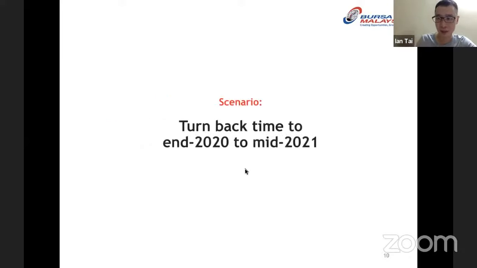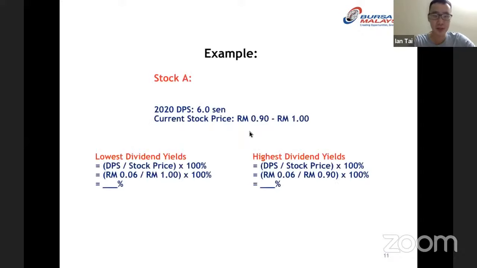Now, I would like you to turn back time to the period between the end of 2020 to the mid of 2021. Just turn back the clock to end 2020 to mid 2021. That's the scenario. Over here we have stock A, which is actually a real stock listed on Bursa Malaysia. So here is the following information.